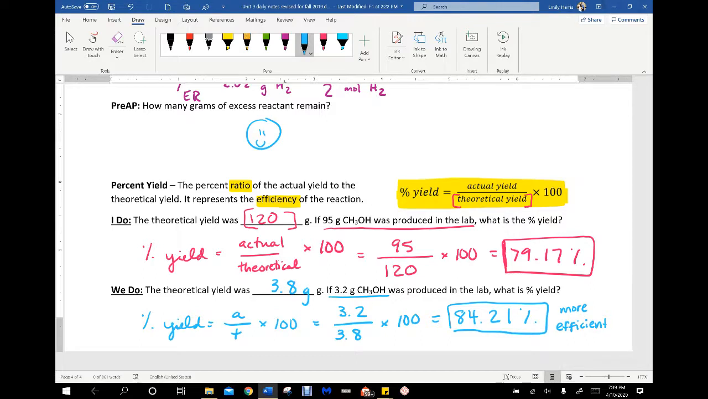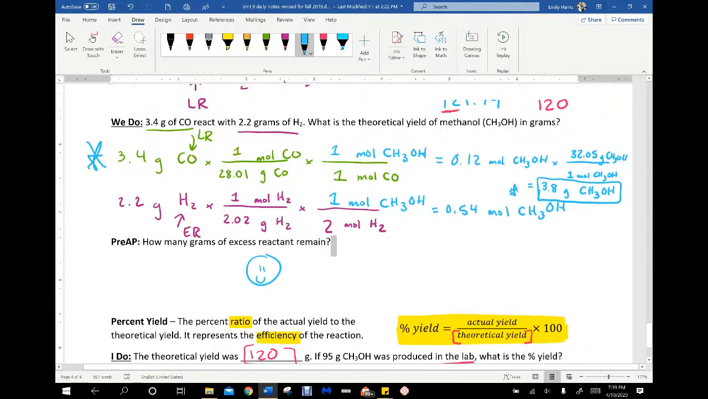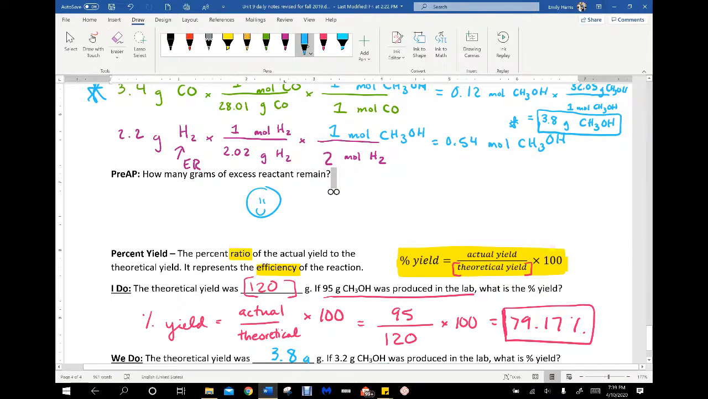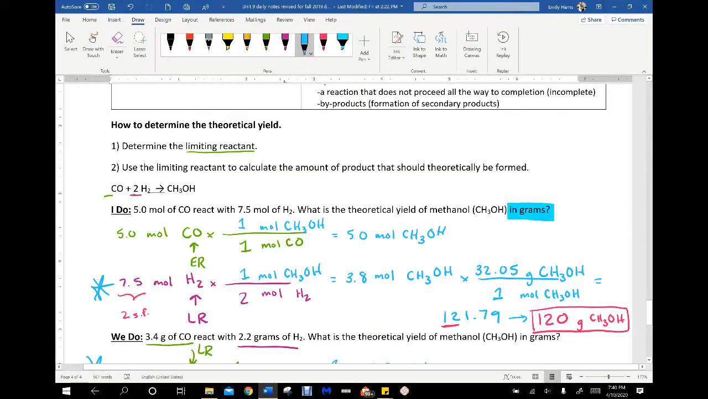All right, and so again, just as a heads up, on some of the practice problems for the homework, it will give you a scenario and say you have 5 grams of reactant 1 and 3 grams of reactant 2. What is the percent yield? So just remember, before you can find percent yield, you need to go through your steps to find theoretical yield. Then you should be able to continue on with percent yield. So theoretical yield comes first, then percent yield.